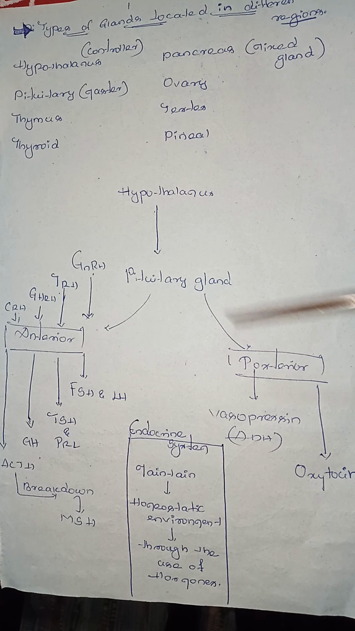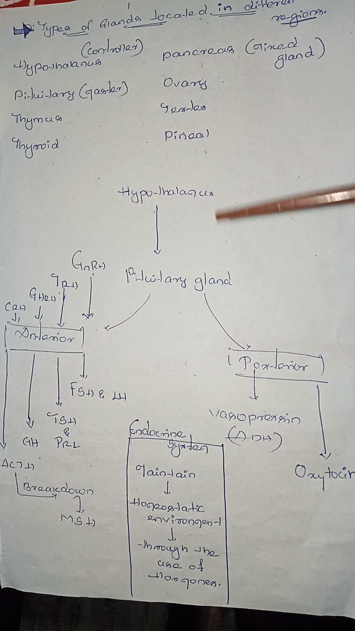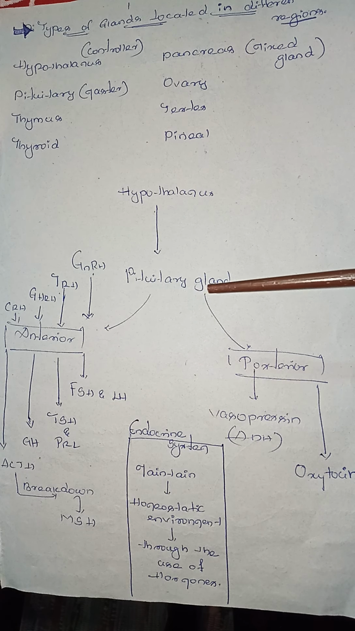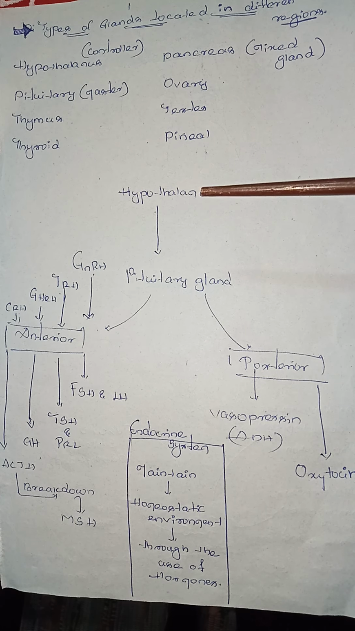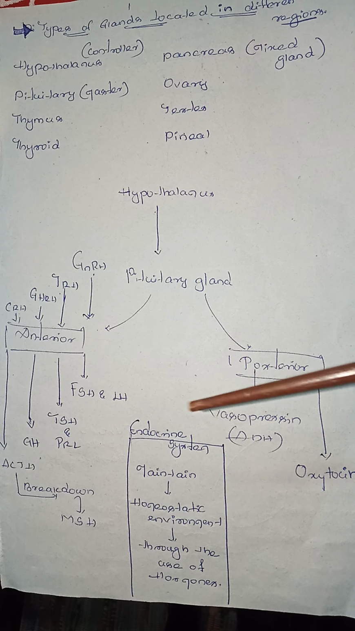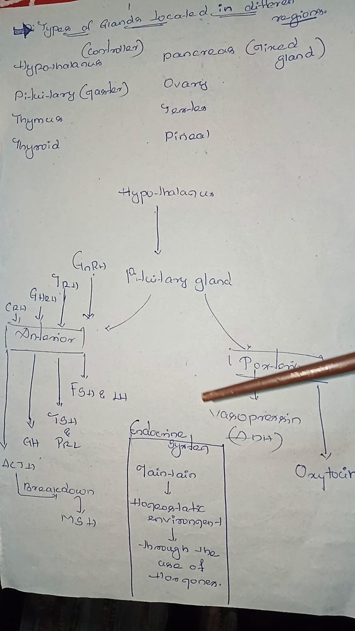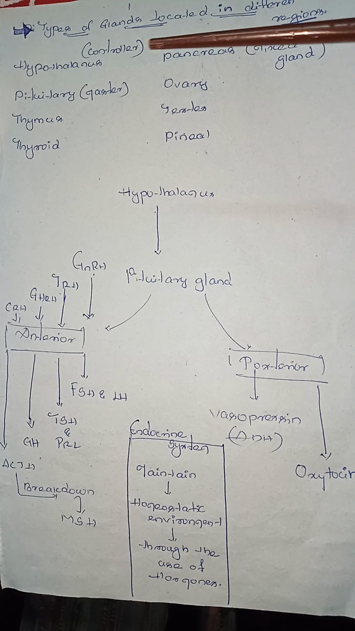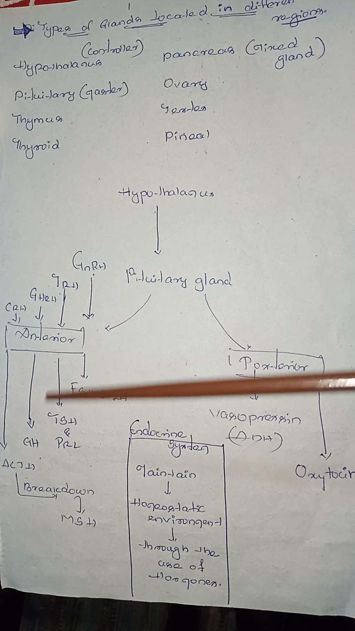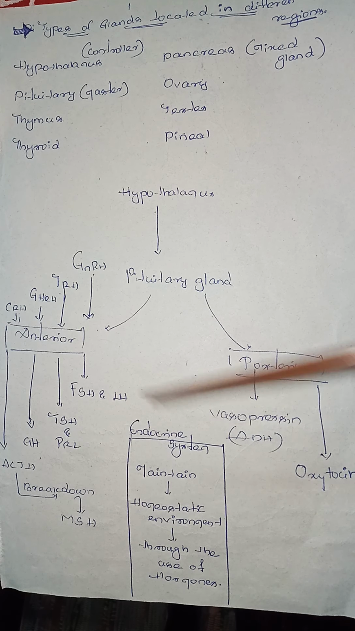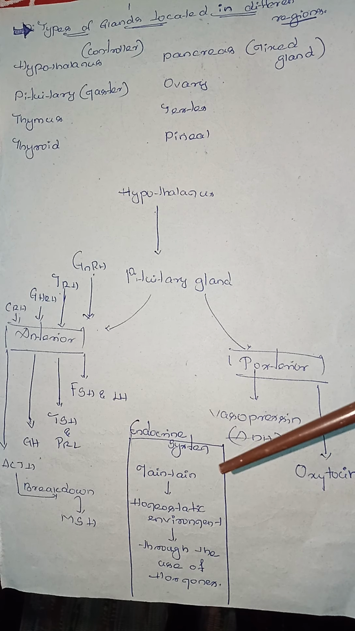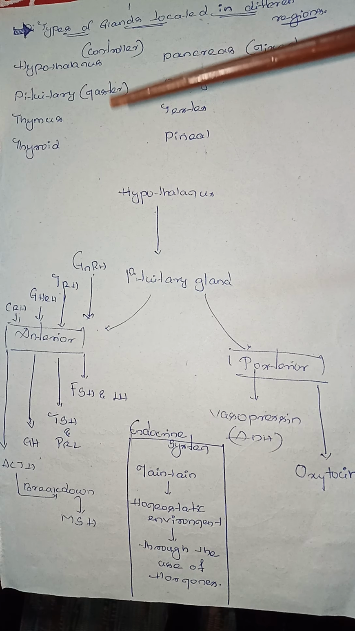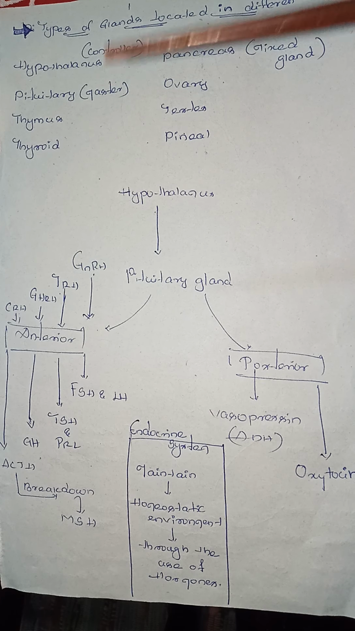Pituitary gland, hypothalamus. What is the major connection between the hypothalamus and pituitary gland? Without the hypothalamus, the pituitary gland can't release specific hormones, right? So that's why the hypothalamus is mentioned as the controller of your brain. The pituitary gland releases lots of different types of hormones. It maintains the physiological processes throughout your body. That's why the pituitary gland is considered a master gland, right?